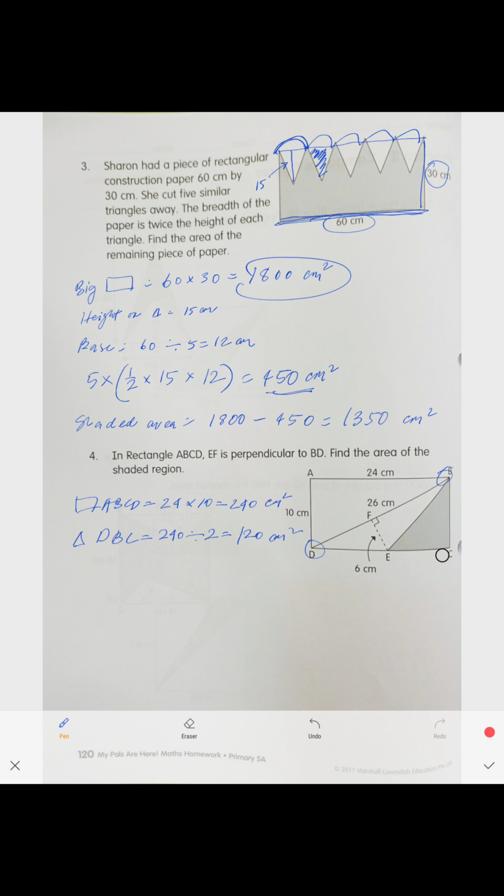Now we want to find the area of this white unshaded area. We know the height, we know the base, right? The base is 26, the height is 6. So triangle DBE, right, is 1/2 times 6 times 26. Okay? If you calculate that, that should be 78 square centimeters, right? And then finally we find the area of our shaded area.